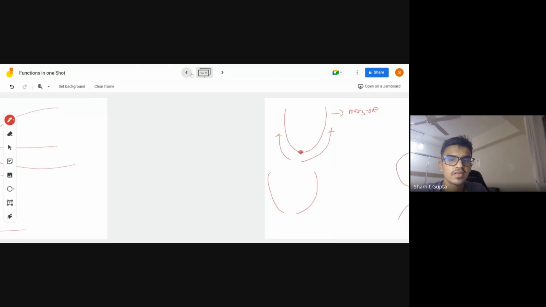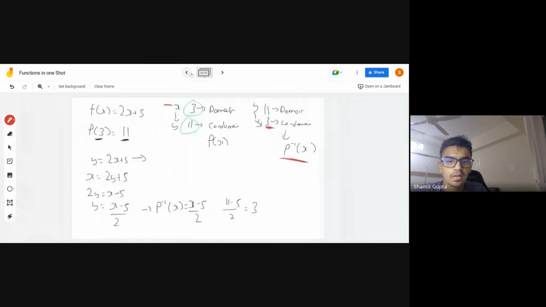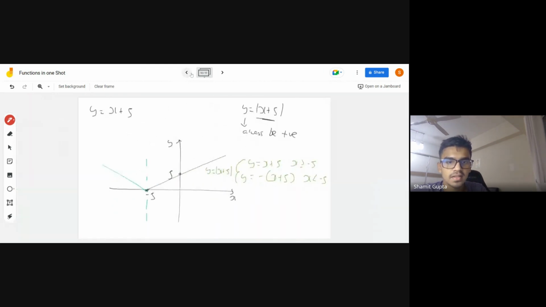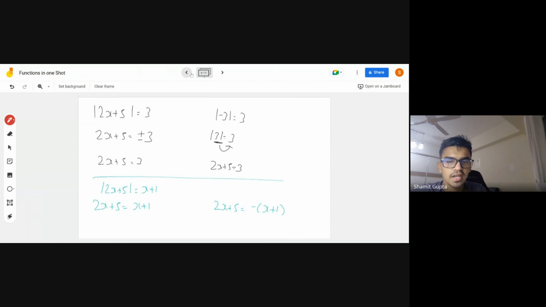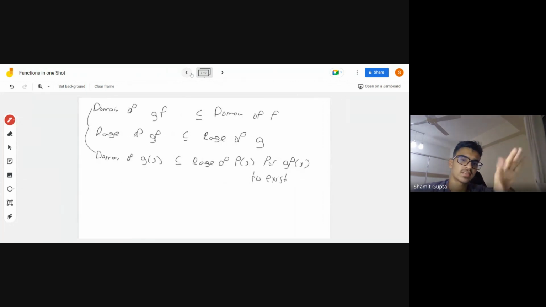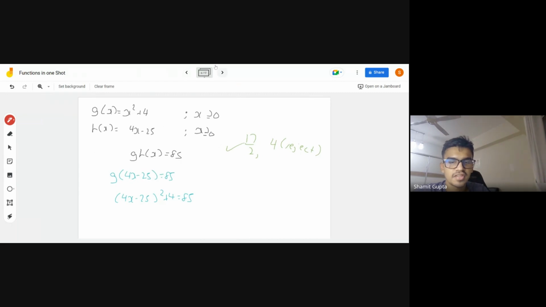One thing I'll definitely say, try understanding all of this. I'll share this Jamboard with you guys, and try understanding why we reject 4.